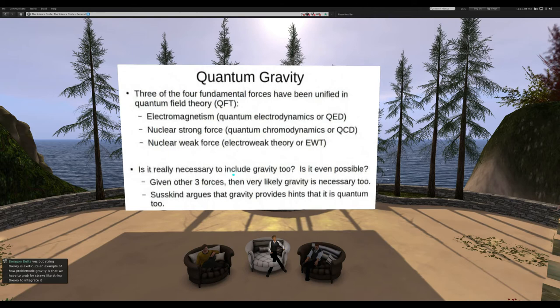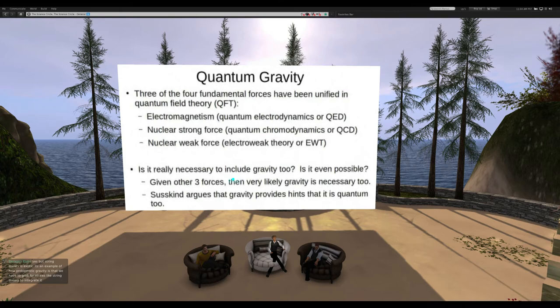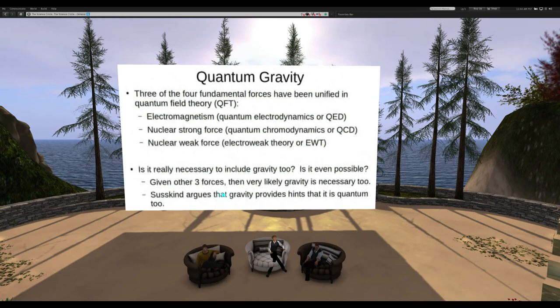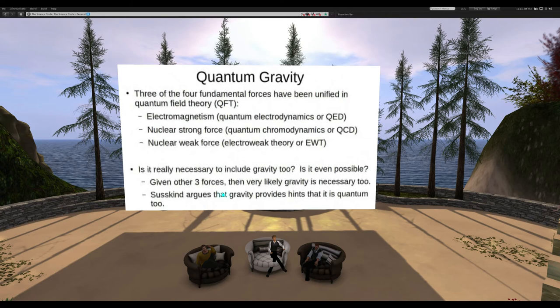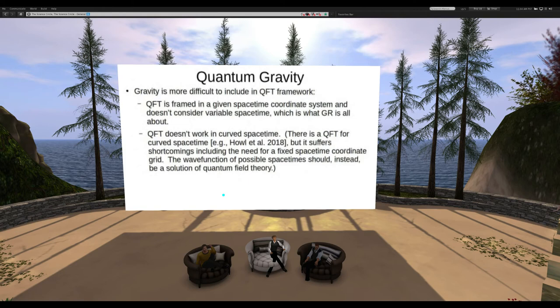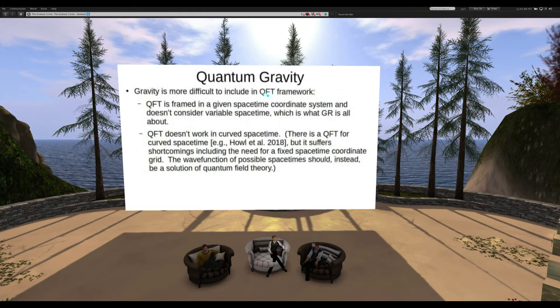So there are four fundamental forces that we know about. And all of them have been very successfully characterized with quantum field theory. Can we do that with gravity too? Is it even possible? It seems unlikely that gravity would not be amenable to quantum field theory eventually. And Leonard Susskind, who's a theoretical physicist at Stanford, I believe, argues that gravity provides hints that it's quantum too. And yeah, we're gonna talk about that soon.